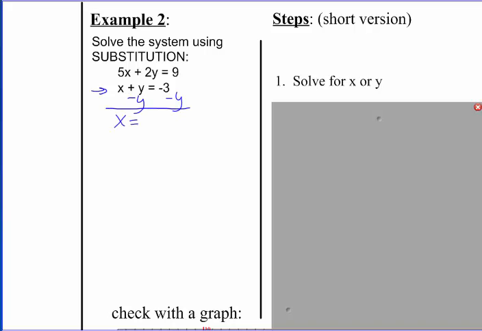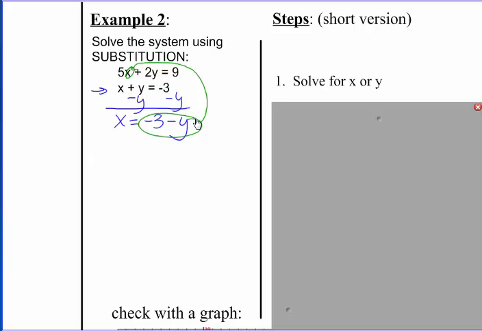So I have x equals negative 3 minus y. We're going to take that and plug it in to do our substitution. So again, we're going to substitute this expression into our other equation for x. So that's going to go into the other equation for the x variable, because that's what it's equal to.